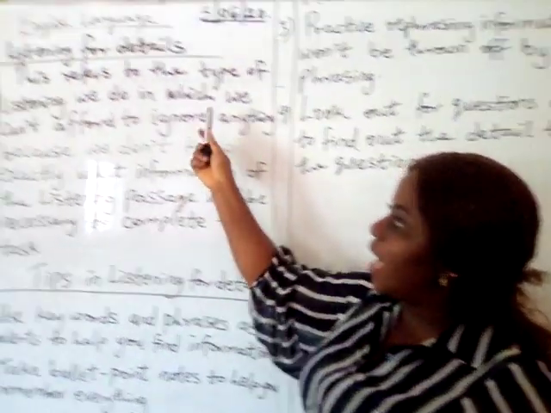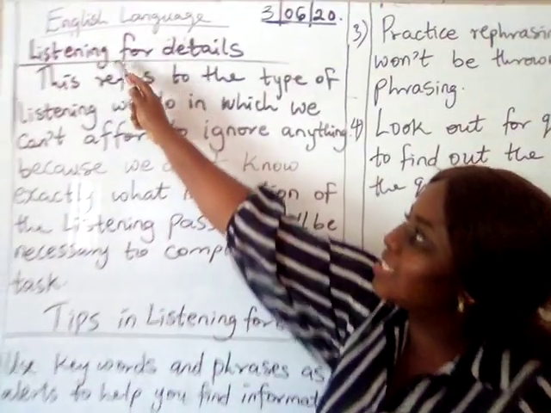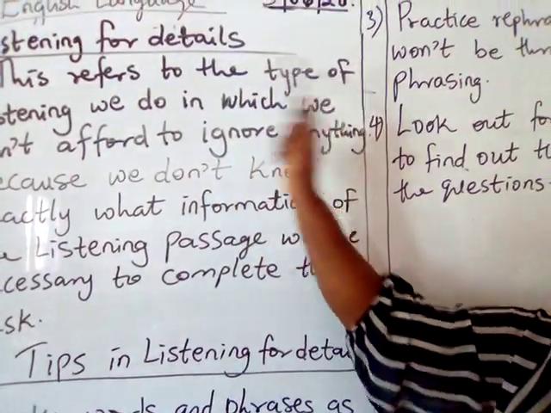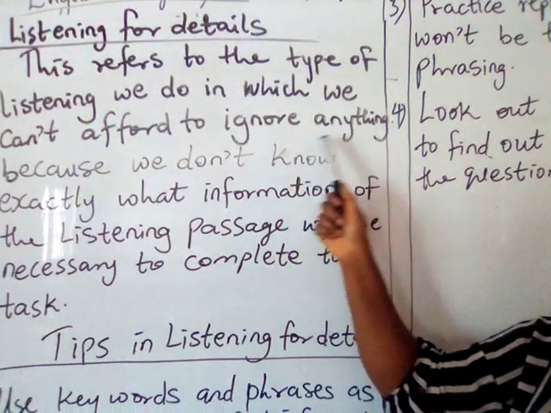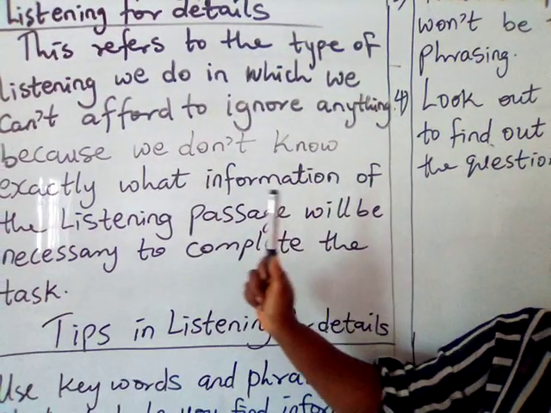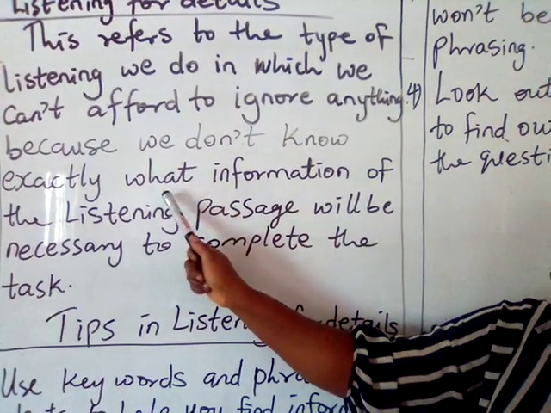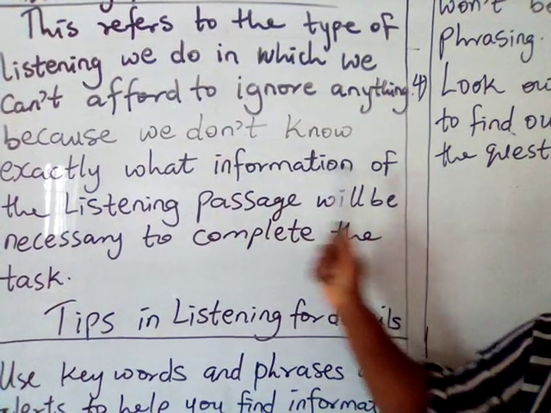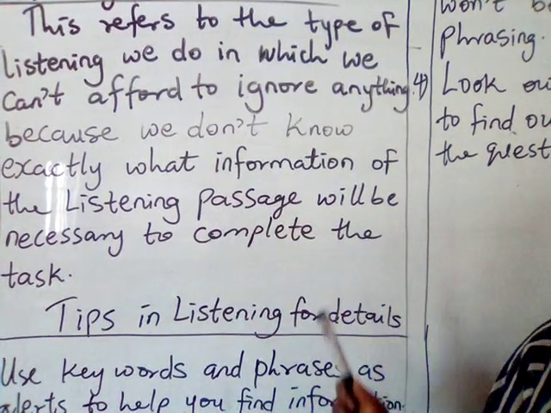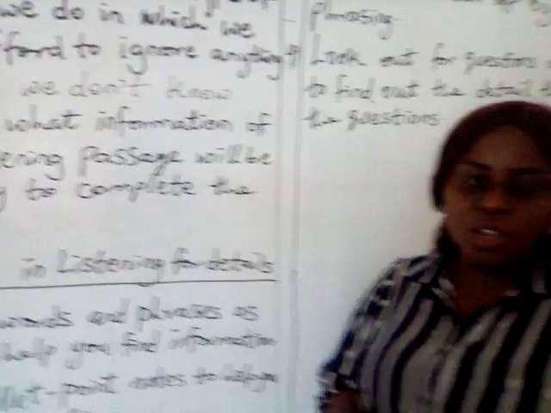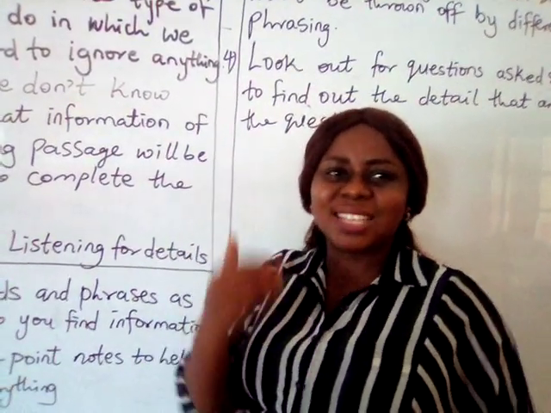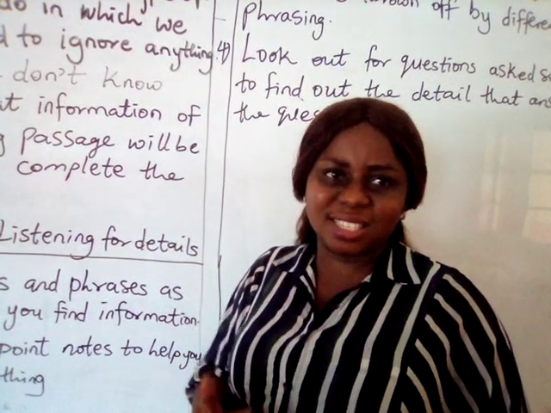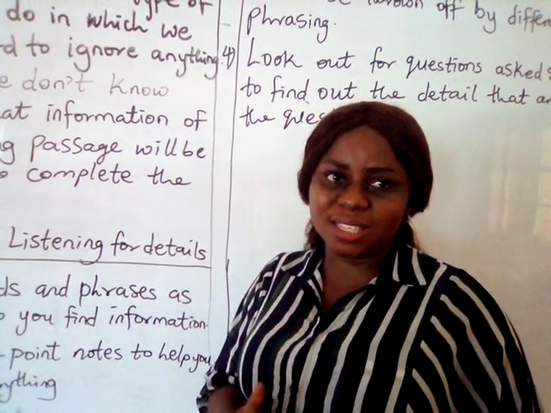On our note we have, it says that listening for details refers to the type of listening we do in which we can't afford to ignore anything because we don't know exactly what information of the listening passage will be necessary to complete the task. So as you listen, you pay utmost attention to every detail. That is the aspect of this listening.